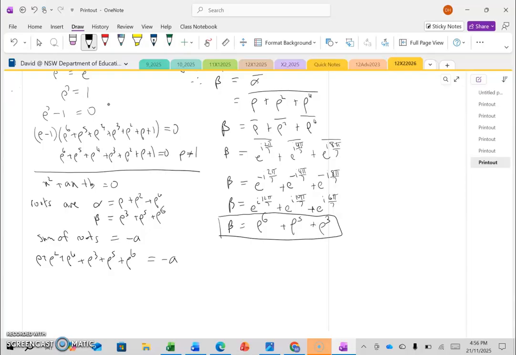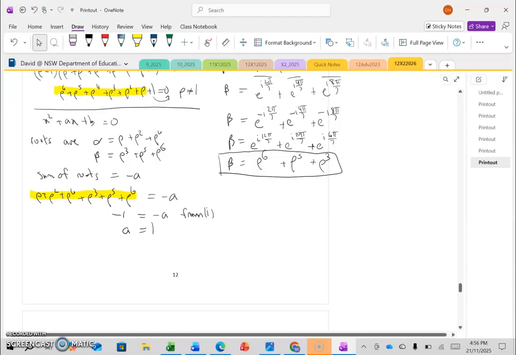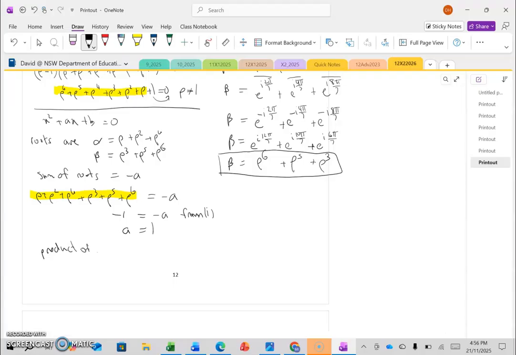Now this should look very familiar looking at part a. All these terms are these guys here. So if I just bring the 1 on that other side, all these guys should equal negative 1. So negative 1 equals negative a from part 1. So a is 1. Next, to work out the b, we're going to do product of roots. Product of roots is going to be b.